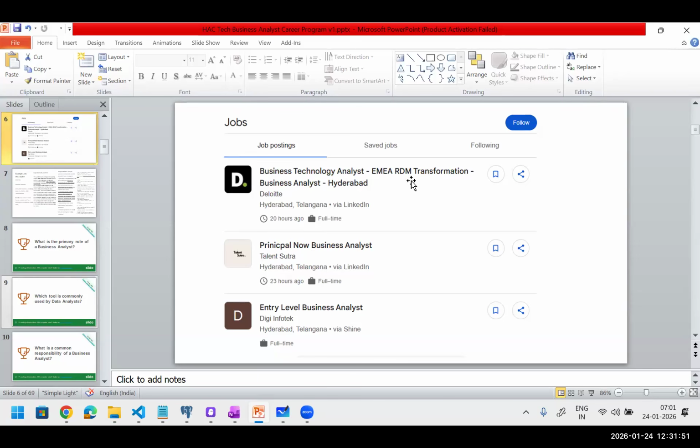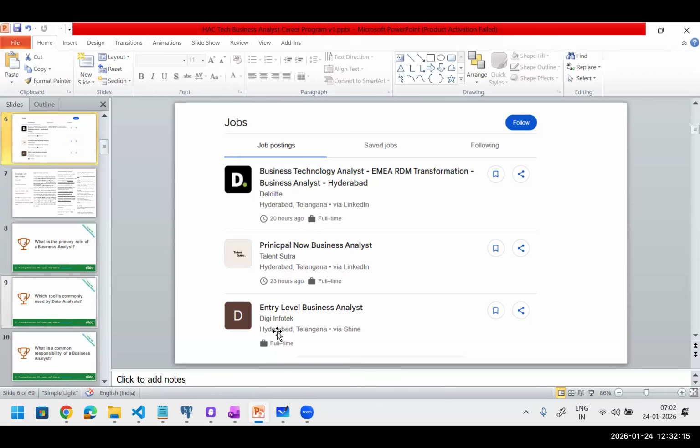They are looking for something in RDM transformation. We don't know exactly what the digital transformation they are talking about is. We will see the job description that they are expecting. If I see this Principal Business Analyst, principal means they are looking for someone experienced. Here it is an entry level business analyst.